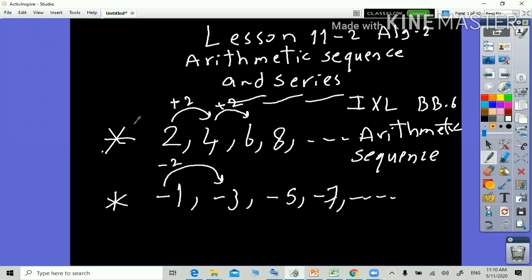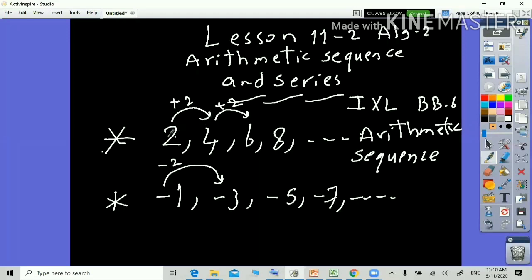I will start again. This lesson is 11.2, arithmetic sequence. Before starting, you have to know what a sequence means. If I say 2, 4, 6, 8, and so on, these three dots mean I go forever. These numbers, 2, 4, 6, 8, are called a sequence.